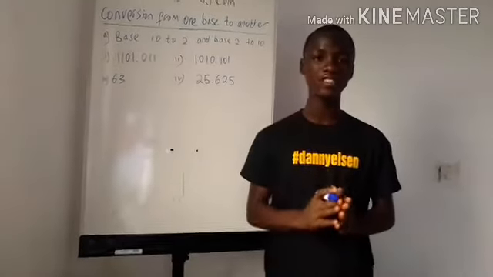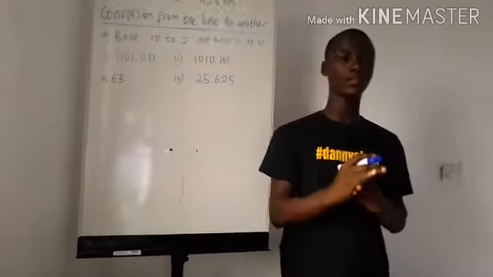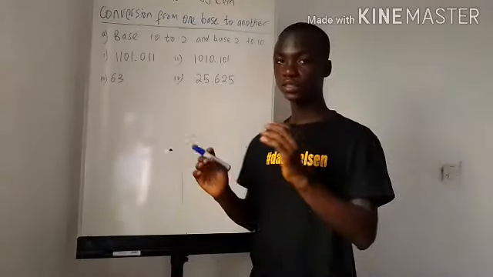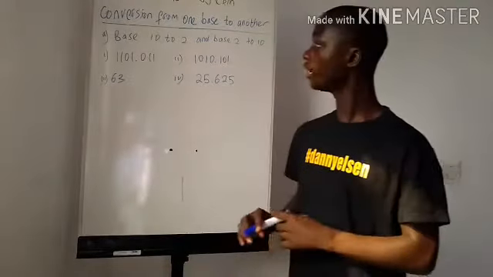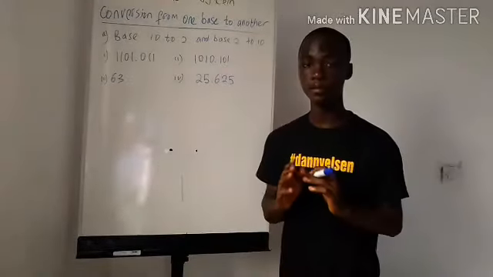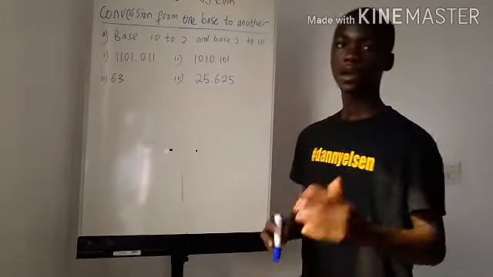So we have covered some basic operations in the number system: addition, multiplication, division, and subtraction. Now we're going to see how we can move from one base to another. In this video we're going to talk about moving from base 10 to base 2 and from base 2 to base 10.